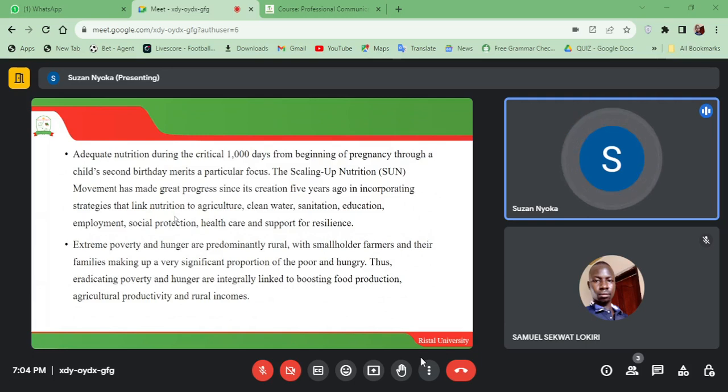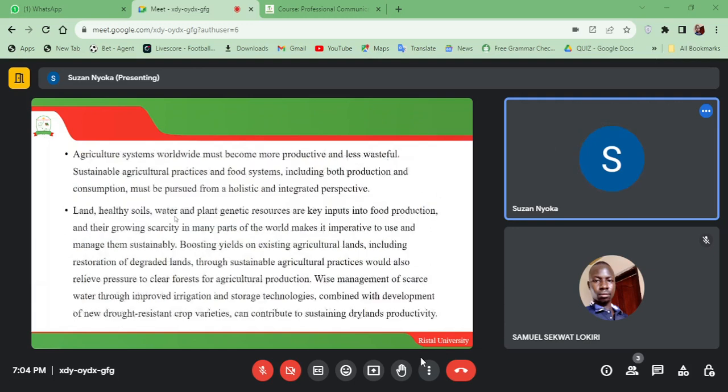Extreme poverty and hunger are predominantly rural, with smallholder farmers and their families making up a significant proportion, integrally linked to boosting food production, agricultural productivity, and rural incomes. And then agricultural systems worldwide must become more productive and less wasteful. That's another goal.